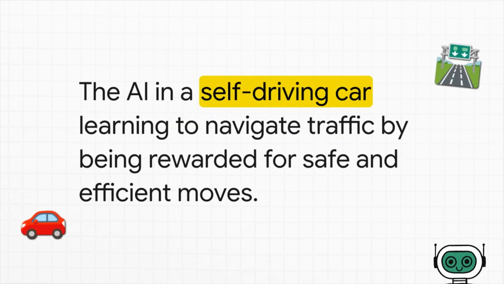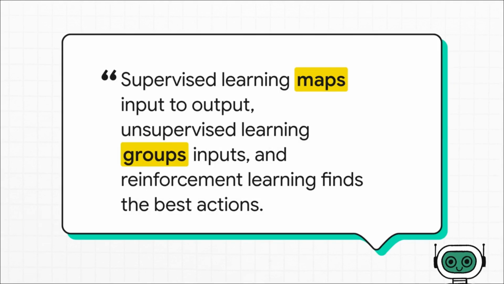And for reinforcement learning, a powerful modern example is the AI in a self-driving car. It often learns in a simulation where it's rewarded for safe, efficient moves like staying in its lane and penalized for errors. After millions of simulated miles, it develops a robust strategy for navigating the real world. So if you're going to take away just one sentence, make it this. Supervised learning maps an input to a known output. Unsupervised learning finds groups within the input data. And reinforcement learning finds the best actions to take over time.